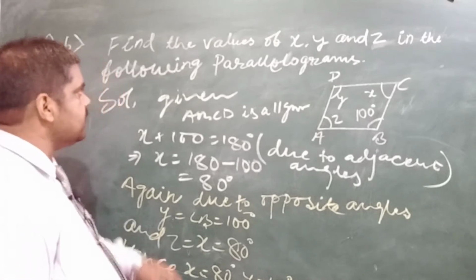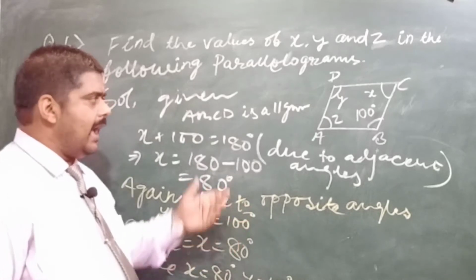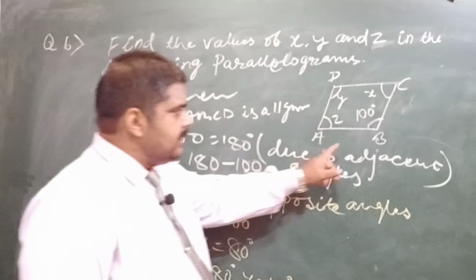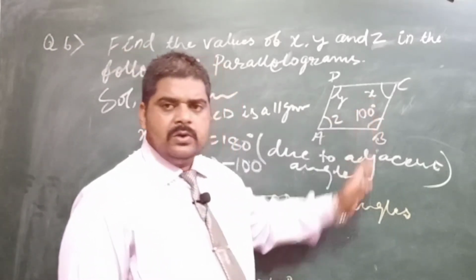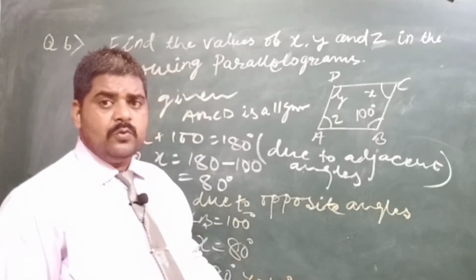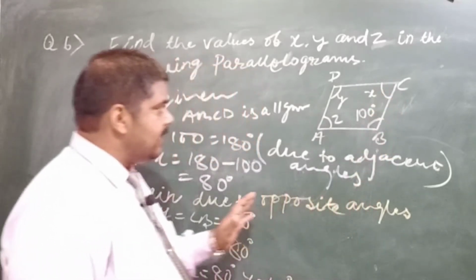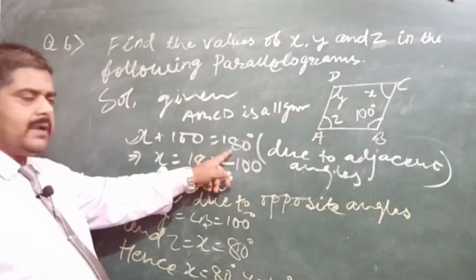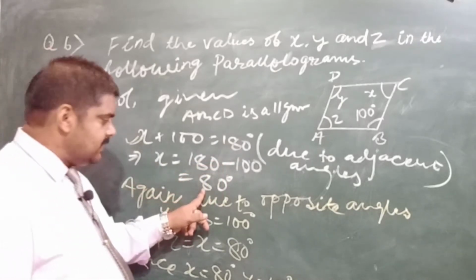Regarding the solution of this question, it has been given that we have to find out the value of x, y, z, and ABCD is a parallelogram. You can see in this figure that this is x and this is 100, and you know that the sum of the adjacent angles of a parallelogram is equal to 180 degrees. This is why angle B plus angle C is equal to 180 degrees. That means x plus 100 is equal to 180 degrees, and the value of x is equal to 80 degrees.